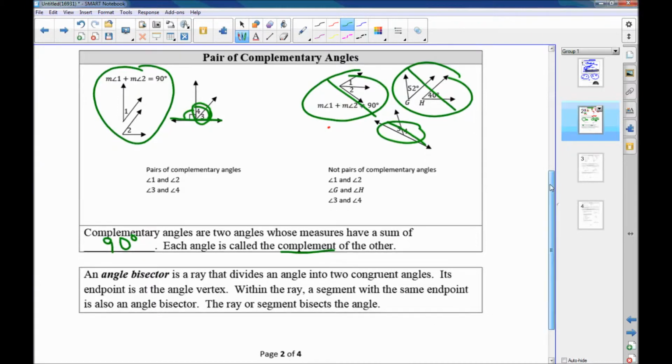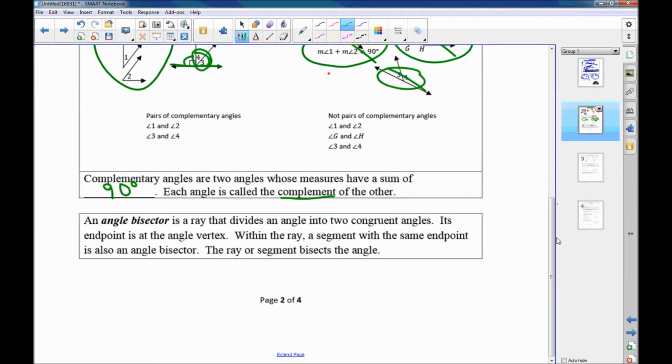All right, and then snuck down here on the bottom is one more definition. An angle bisector is a ray that divides an angle into two congruent angles. So here's an angle, just freehand, and an angle bisector would divide this into two congruent parts, and we would show the congruent parts like this. Its endpoint is the angle vertex. So the endpoint of that new ray is the angle's vertex. And within the ray, a segment with the same endpoint, like this segment from here to here, would also be an angle bisector. So the ray or the segment bisects that angle.